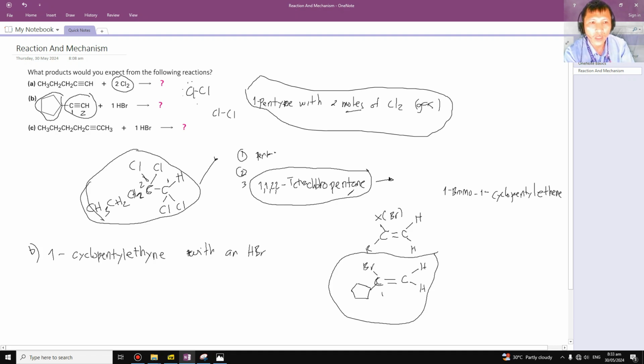So the question: what is the product of a reaction of 1-cyclopentylethyne with 1 mole of HBr? Maybe I'll just put with 1 mole of HBr, so that it is understood that there would be 1 HBr reacting. Your answer should be this on those 5 questions, of course, for evaluation purposes. Your answer would be 1-bromo-1-cyclopentylethene. Okay? So I think this is already long. I should cut the video for this purpose. Thank you.